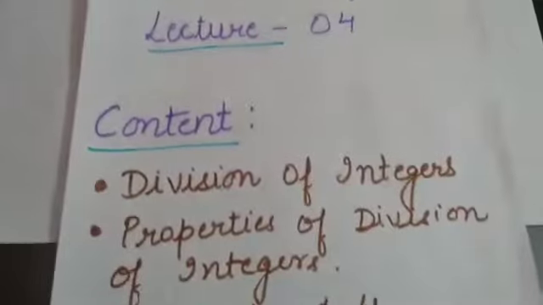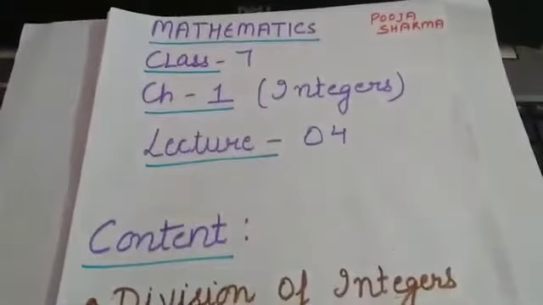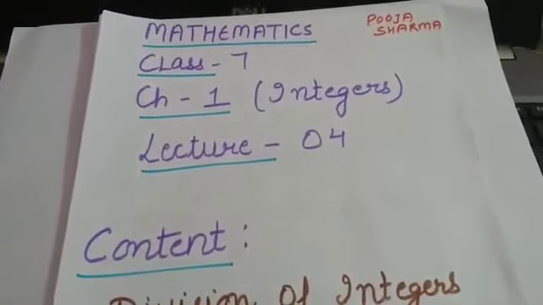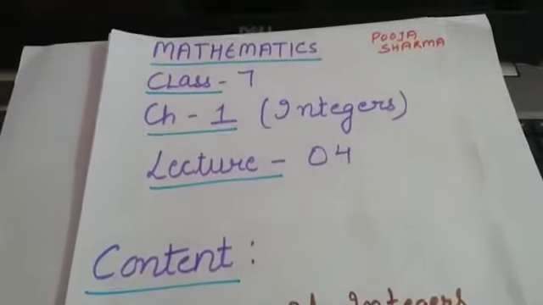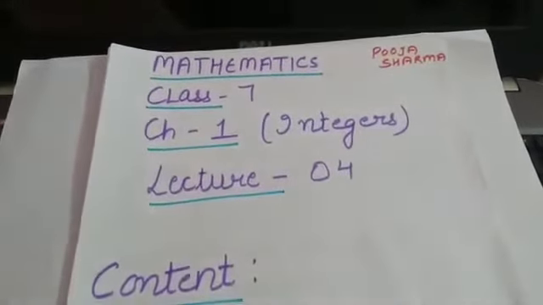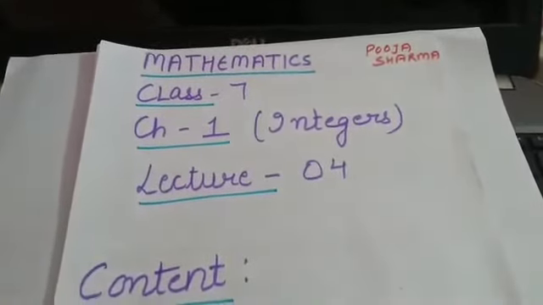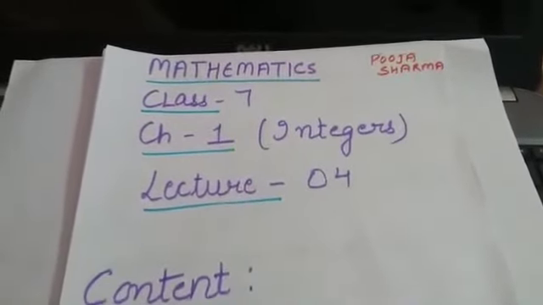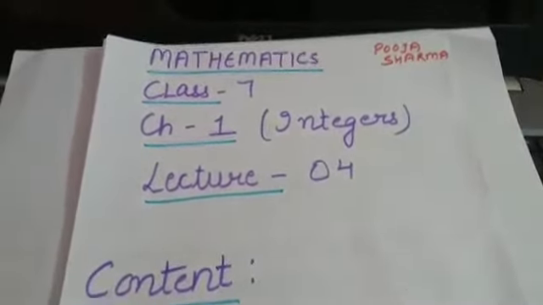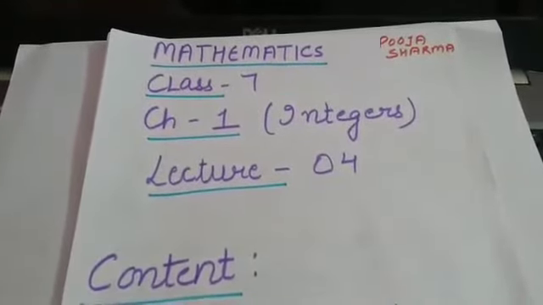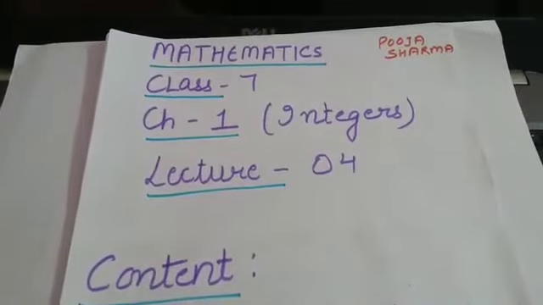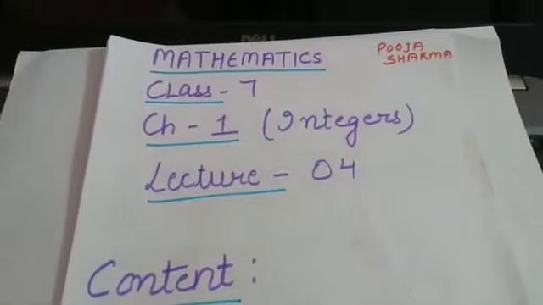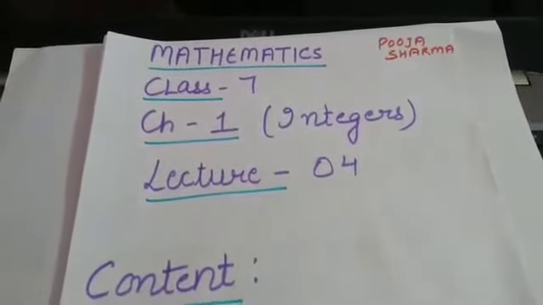Before coming to division of integers, let me recall the concepts we have learned in lecture 1 and lecture 2. In lecture 1, we learned the simple concepts of integers. What are integers? What type of numbers do integers include? And in the second lecture, we learned how to add and subtract integers. We learned the properties related to addition and subtraction: closure under addition and subtraction, commutative property, associative property, additive identity. This we have done in lecture number 2.